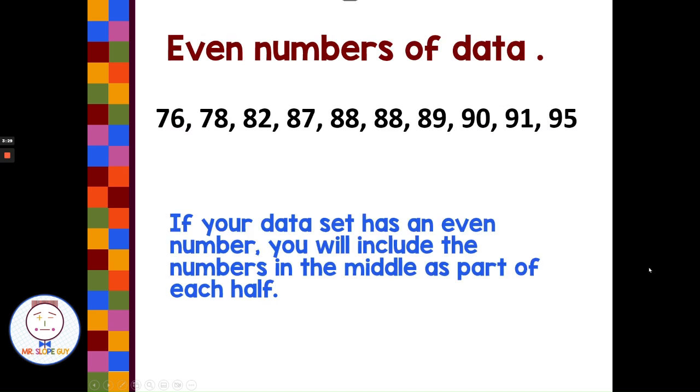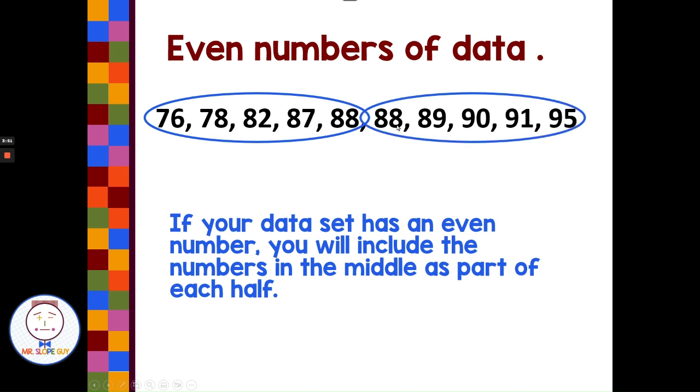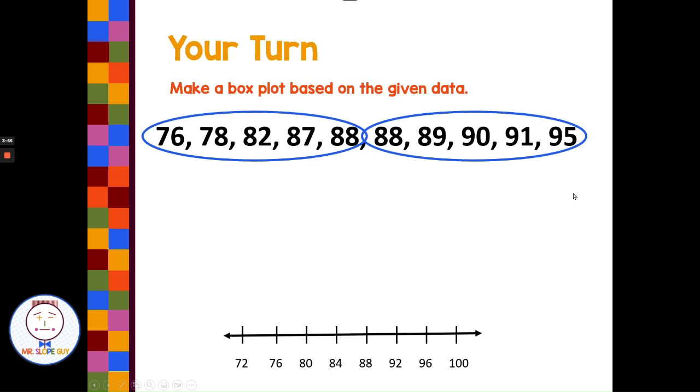All right, let's look at an even numbered set. Our first set had an odd number, and that number in the middle we didn't include in the lower half or the upper half. If your data has an even number, you'll want to include that number as part of the left and the right. So like in this case, the 88 at the median, we're going to include this 88 in the lower quartile, and we'll include this 88 in the upper quartile. And you go ahead, take this set of data, and make a box and whisker plot, and come back and see how you did.